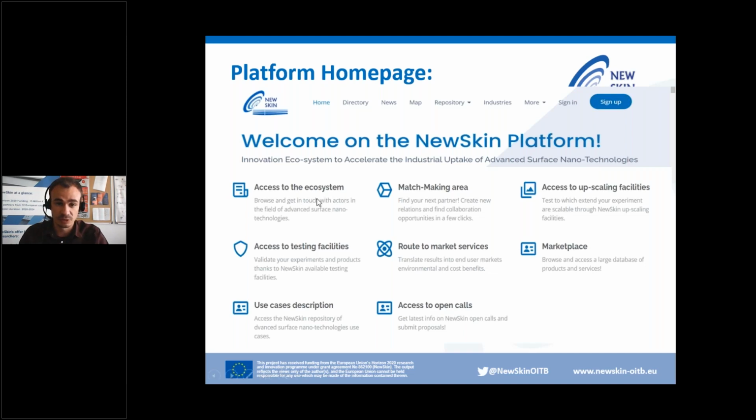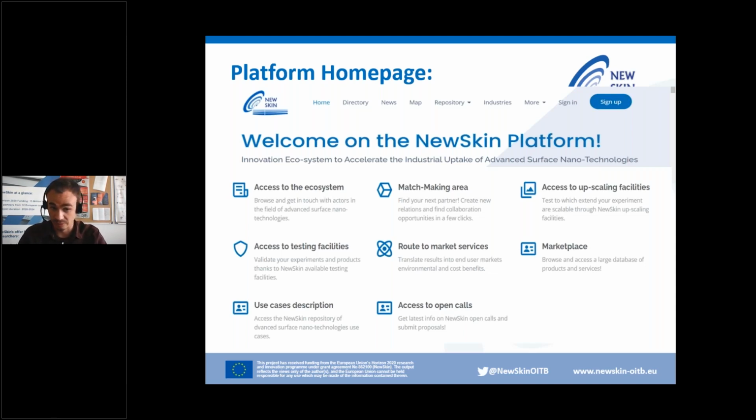The platform is also the main tool for the NewSkin project to offer services and give access to these services. We have three types of services in the NewSkin project. The first service is access to upscaling facilities. During this webinar, we have presented some upscaling facilities such as lasers or high beams, and you will be able to use and cooperate with partners that participated in this webinar to integrate their technologies.